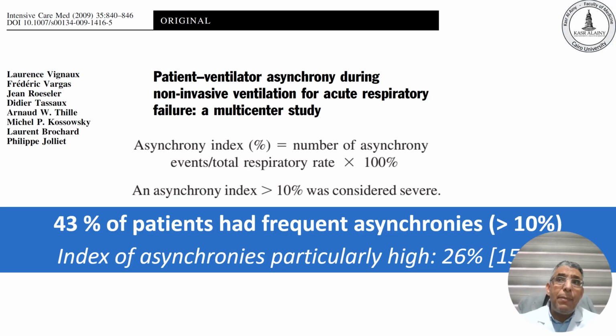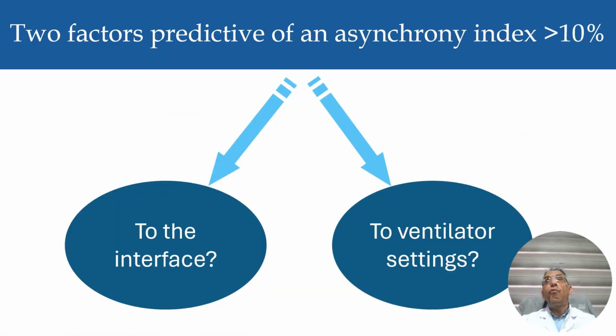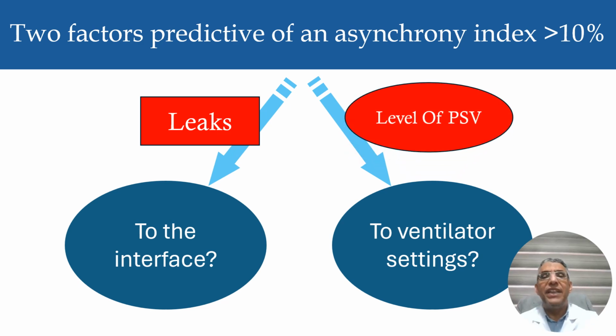What is astonishing is that near 45% of the patients had frequent asynchronies. The most common forms of asynchrony were late cycling and premature cycling, also auto-triggering, double triggering, and ineffective breaths. So about 40%, or near half, of the patients with COPD have asynchrony. And this asynchrony is usually related to two things. One is the interface due to leak, and the other is the ventilator setting, which is the level of the pressure support.